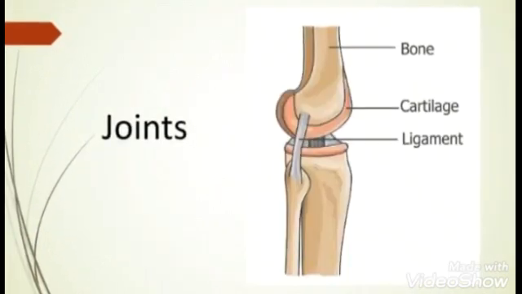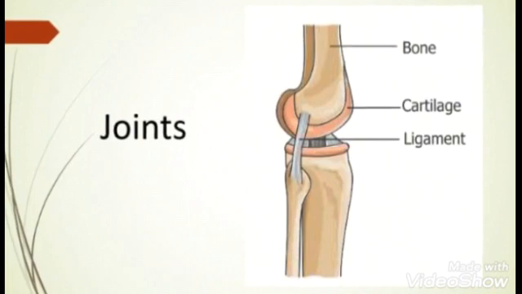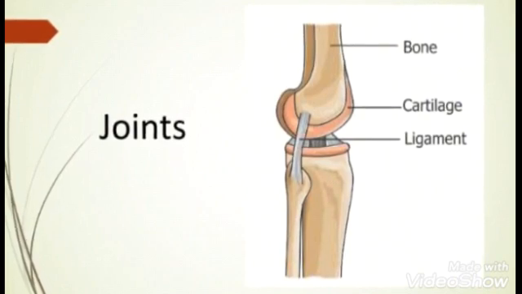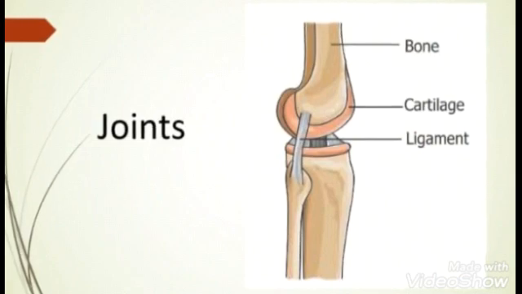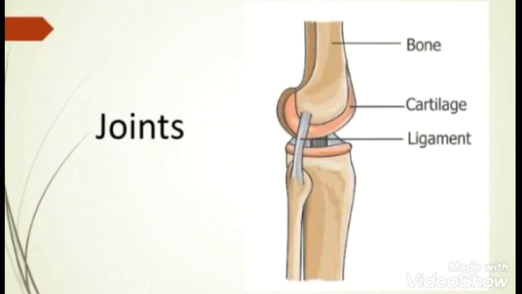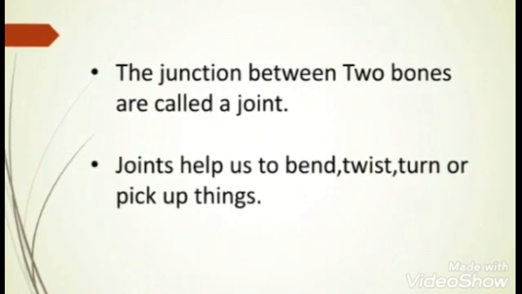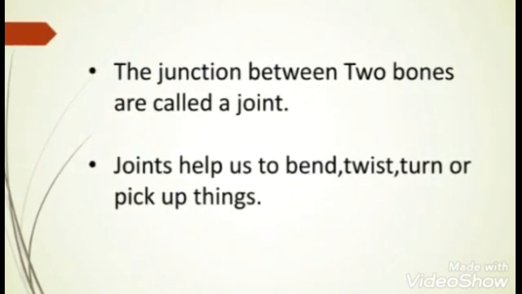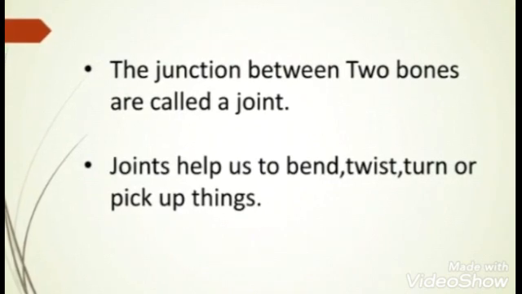Our next topic is joints. Do you know, students, what is the function of a joint? Then you will say a joint connects two points. Similarly, our body has different types of joints which connect two bones. Movement of bones is possible because of joints. As we can see, the junction between two bones is called a joint. It helps us to bend, twist, turn and pick up things.